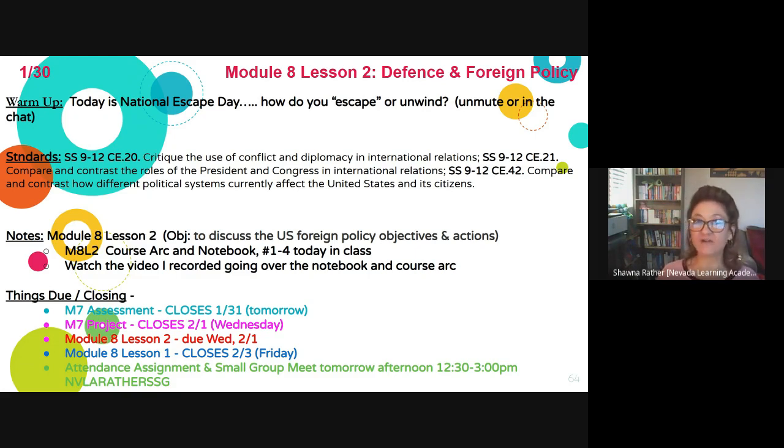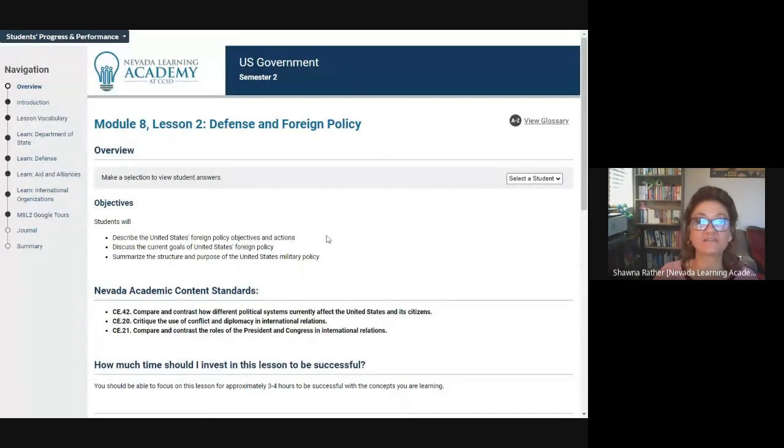So hopefully you have your course arcs open and your notebooks open, and you're ready to get this done. So let's look at our objectives: describe foreign policy, our objectives and our actions; discuss our current goals for our foreign policy; and summarize the structure and purpose of the United States military policy.